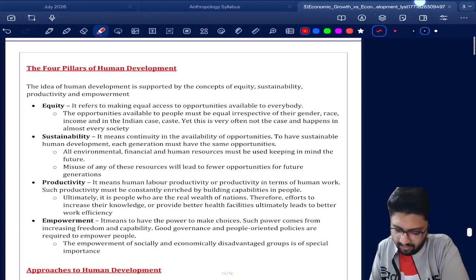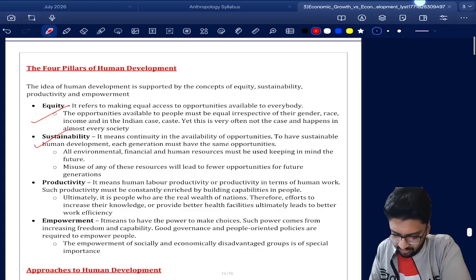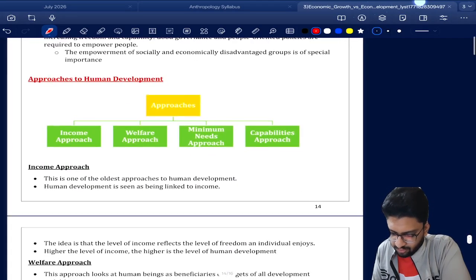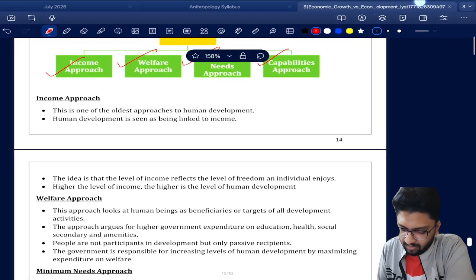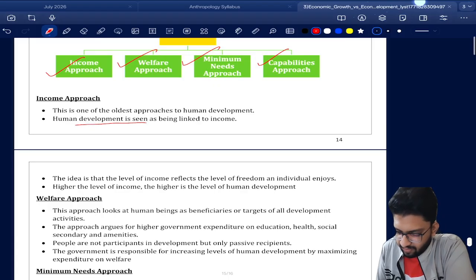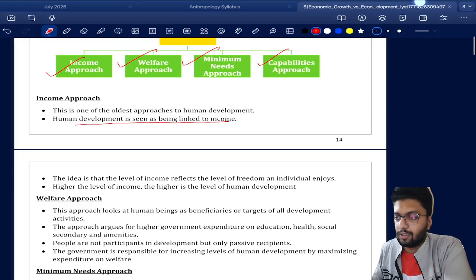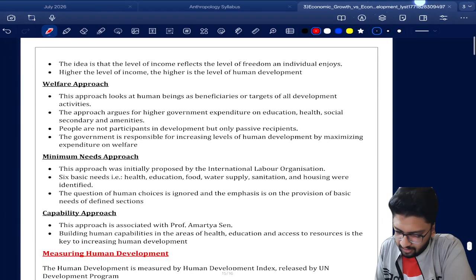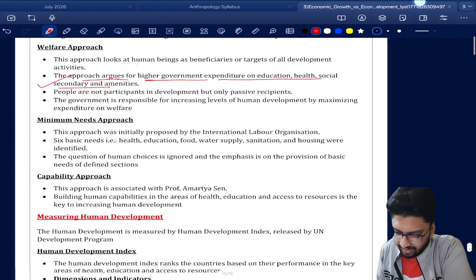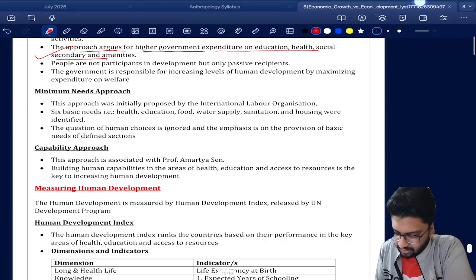4 pillars of human development: equity, sustainability, productivity, and empowerment. Approaches to human development: income approach, welfare approach, minimum needs approach, and capability approach. What is income approach? This is one of the oldest approaches. Human development is seen as being linked to income. Okay. Welfare approach. This approach argues for higher government expenditure on education, health and social security and amenities. Minimum needs. 6 basic needs were identified: health, education, food, water supply, sanitation, housing.